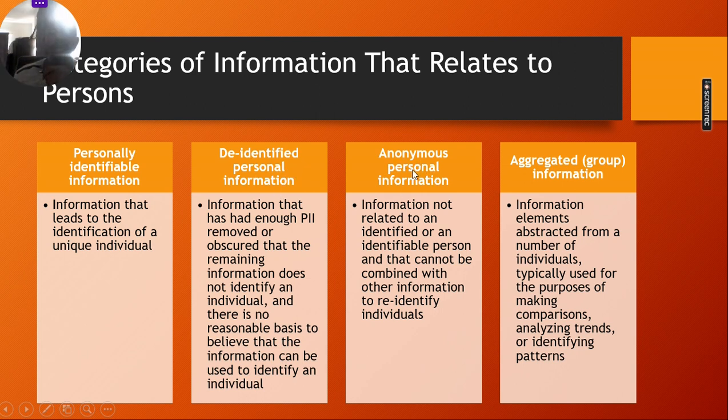Then we have anonymous personal information. Anonymous personal information is information not related to an identified or identifiable person, and that cannot be combined with any other information to identify an individual. So you cannot trace who this person is. The person remains anonymous, hidden. This type of information is called anonymous personal information. Then we have aggregated information.